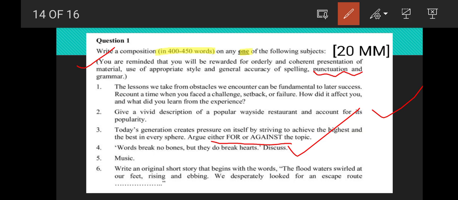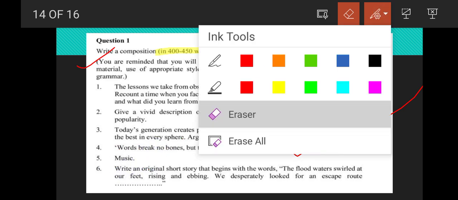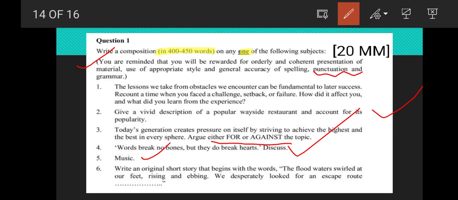Okay. Next is saying: music. Simply a topic is given to you. As I told you, the topic given to you is music. Okay, as I told you, now gift. Like this, a topic will be given to you, a simple one topic, and you have to elaborate that. Okay, this type of topic will come.